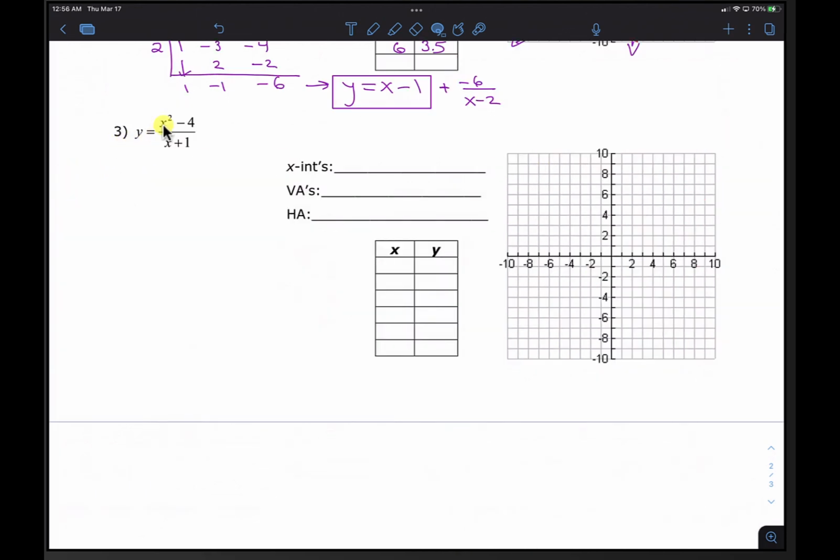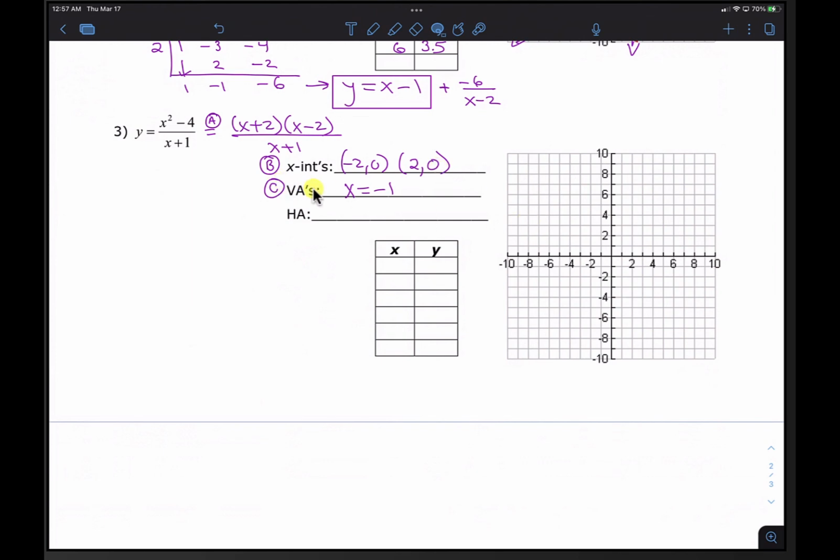And here's number 3. The equation is y equals x squared minus 4 divided by x plus 1. In step A, we factor the numerator into x plus 2 times x minus 2. That's difference of squares. In step B, we set the numerator equal to 0 so that we can find our x-intercepts. So from the x plus 2, we're going to get -2, 0. And from the x minus 2, we'll get +2, 0.